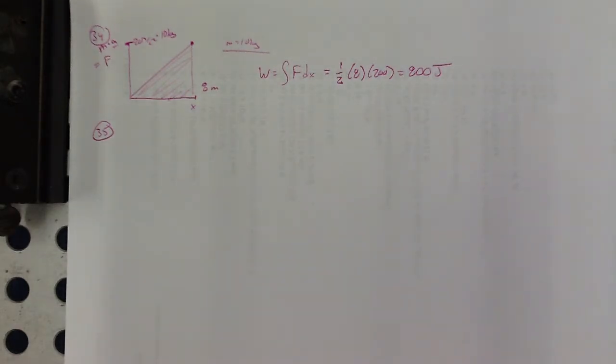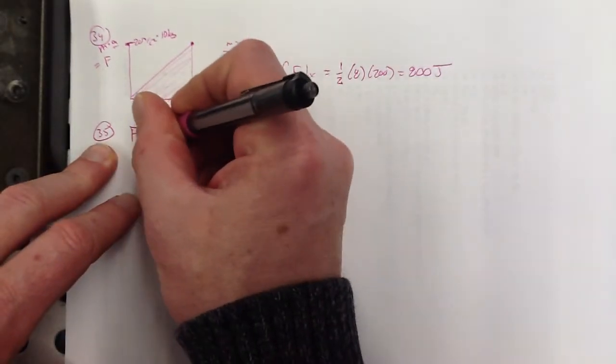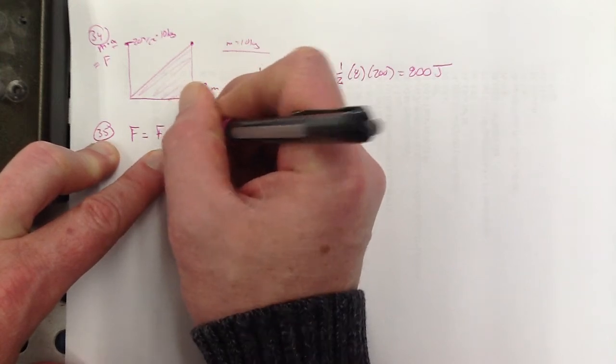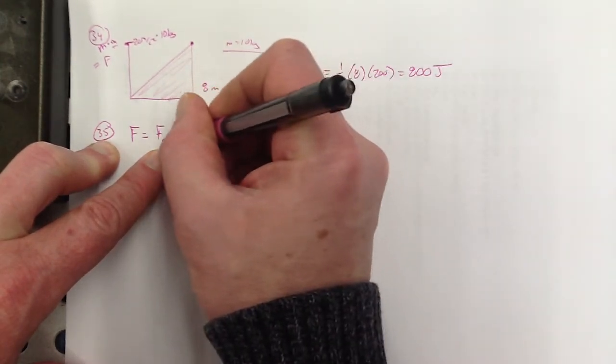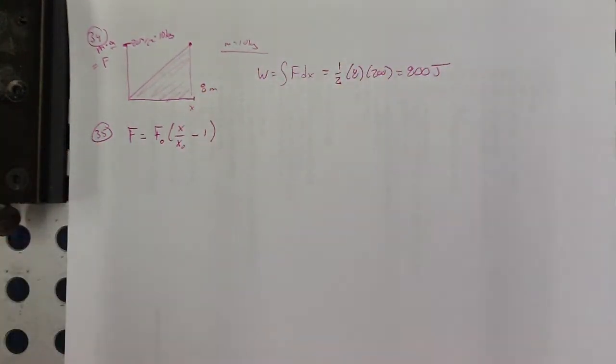The number 35, some people just call it 35. I like to call it the number 35. The force on a particle is directed along an x-axis. It's given by this. Force is equal to F sub 0, that's like a constant, times x over x sub 0 minus 1. That's intimidating looking. Find the work done by the force in moving the particle from x equals 0 to x equals 2x sub 0 by plotting F of x and measuring the work from the graph, and then by integrating.